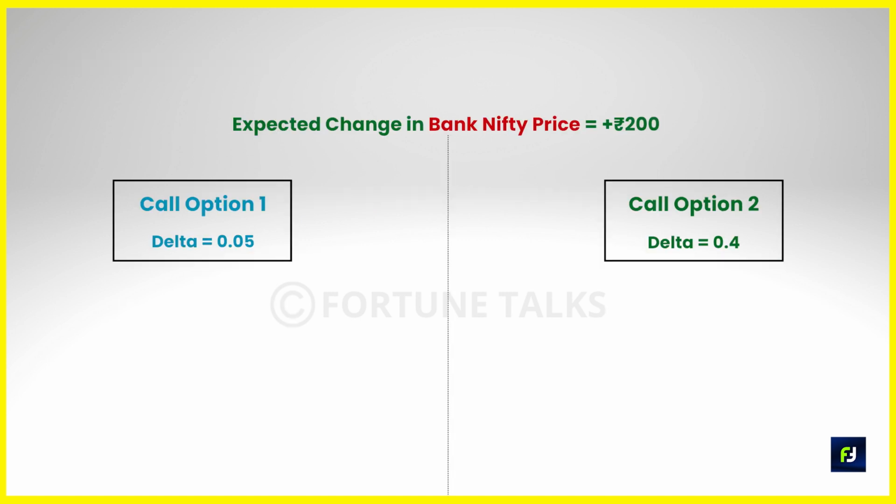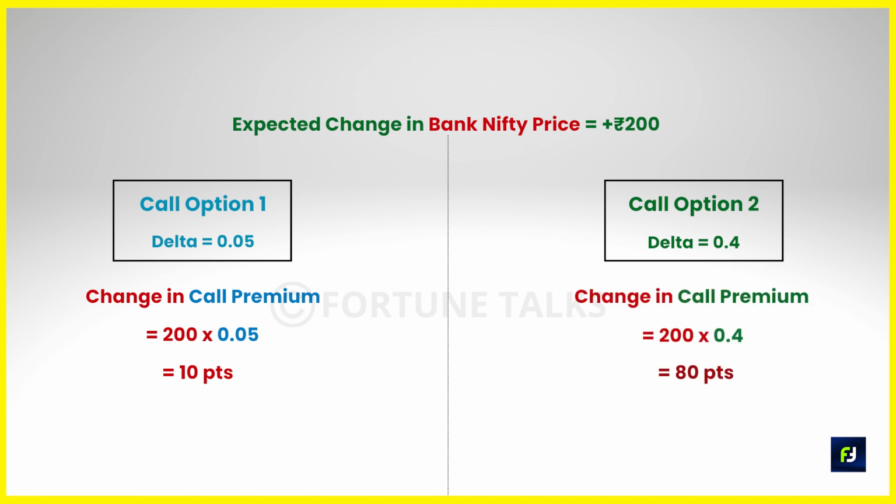So you're expecting a 200 point move in Bank Nifty, which is actually the change in the underlying. Since the delta of the first call option is 0.05, the associated change in premium for this call option strike is 10 rupees. In case of the other call option strike, the delta is 0.4. Therefore, the associated change in this call option price is 80 rupees. So as you can observe, the 200 point move in the underlying asset has different effects on different options. In this particular scenario, a trader would be better off buying the call option strike with a delta of 0.4.